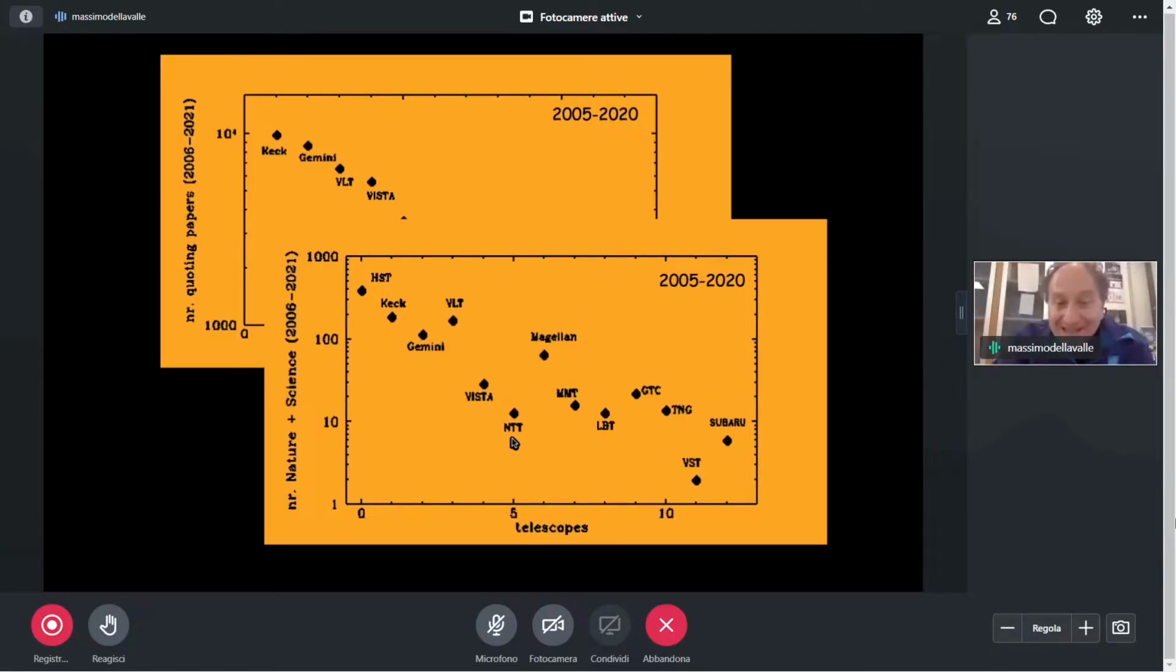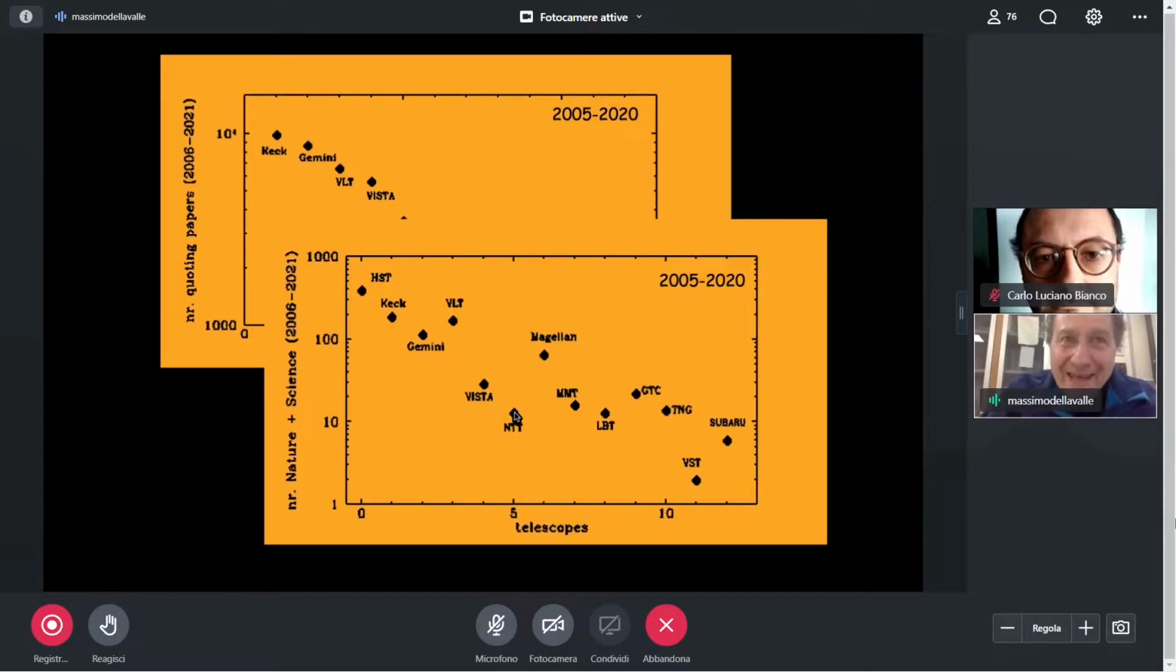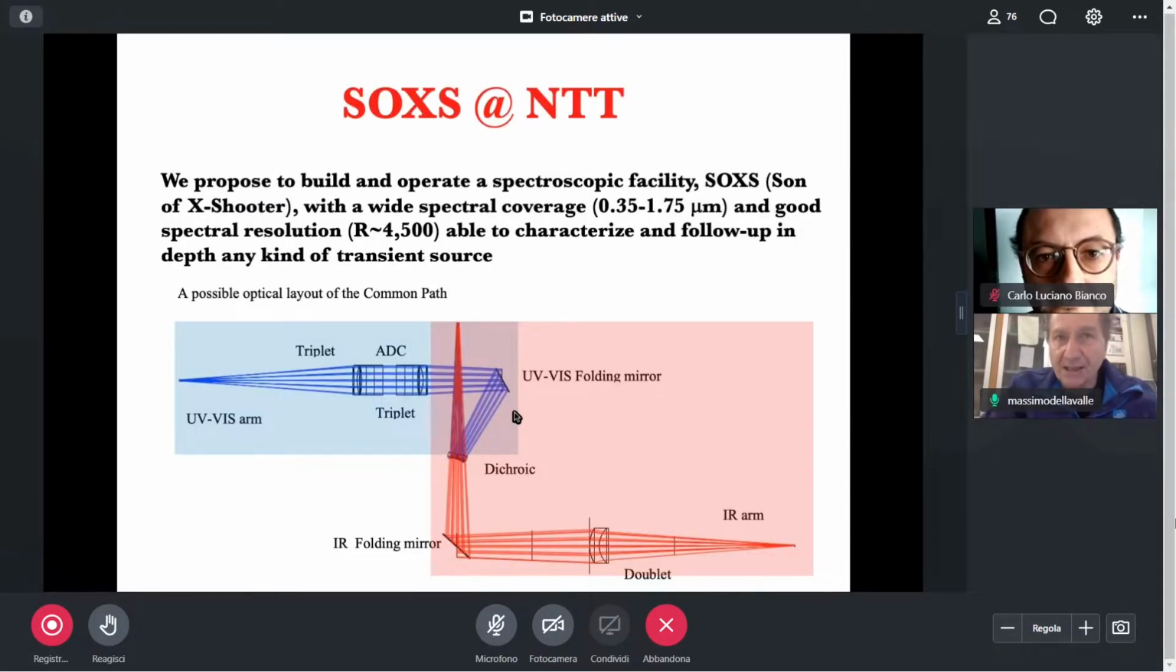But still, NTT and TNG have a productivity that is comparable with even larger telescopes. And what is the key to keeping a 4-meter class telescope competitive in the era of 10-meter class telescopes? In my opinion, it is to specialize it.